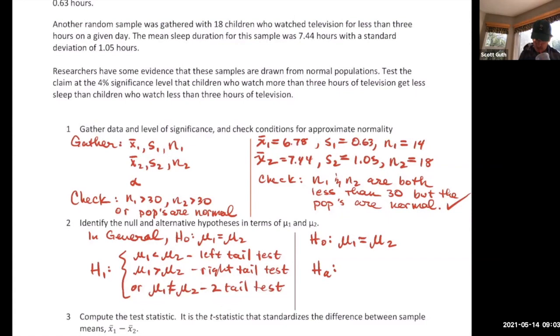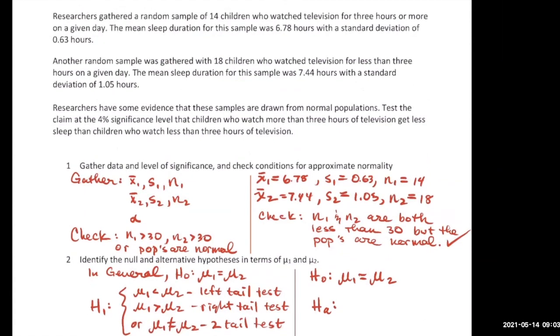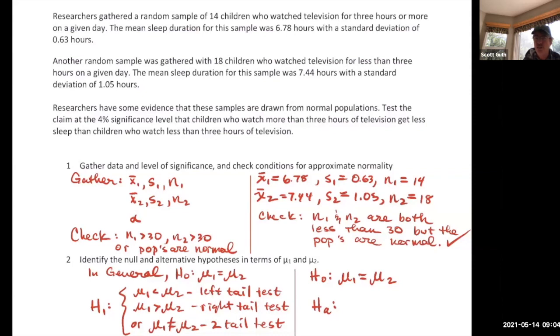Anybody? That mu2 is less than mu1. Now, mu2 is the group that watches less TV. We're counting how many hours of sleep they get. So do you want those kids watching less TV to have more sleep or less sleep?